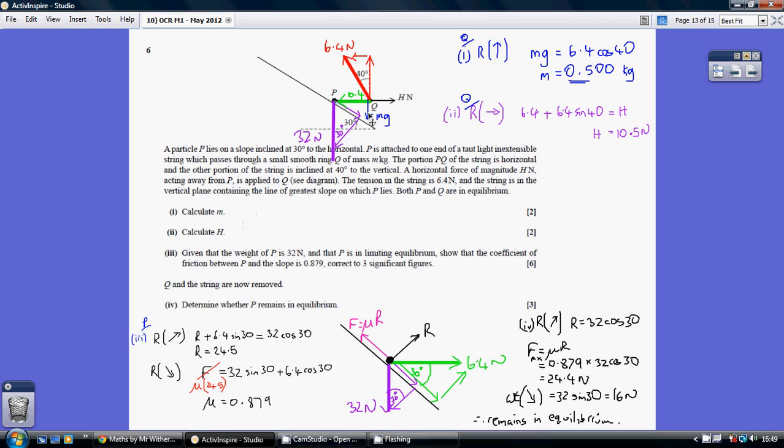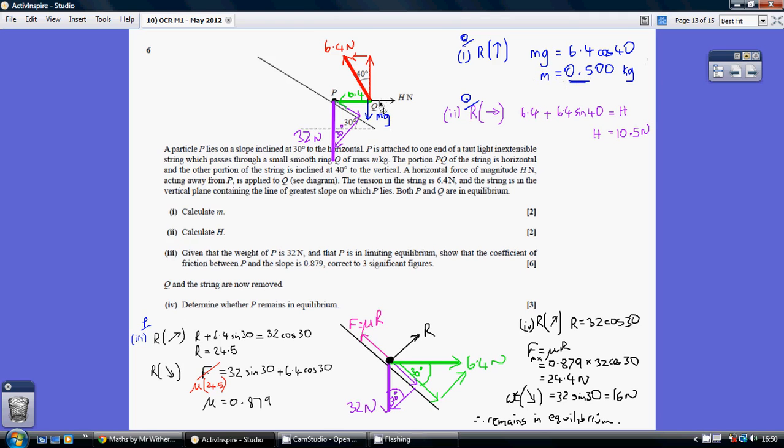So if we resolve vertically, obviously our force going upwards is this component of the 6.4, the adjacent component. So that's 6.4 cos 40. That's our force going upwards. Our only force going downwards on Q is the weight, so that equals mg. Obviously g is 9.8. This allows us to work out that M is 0.500 kilograms.